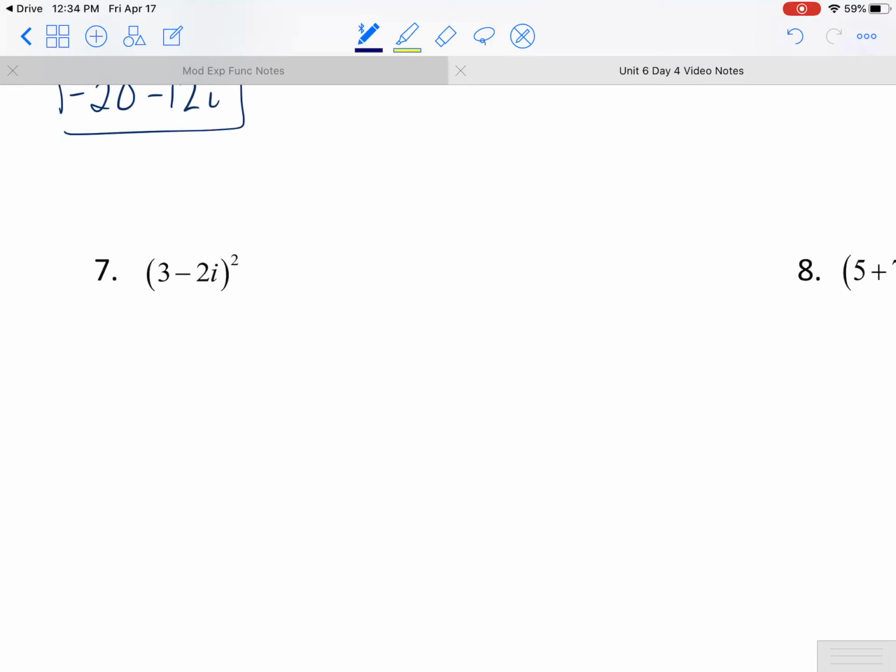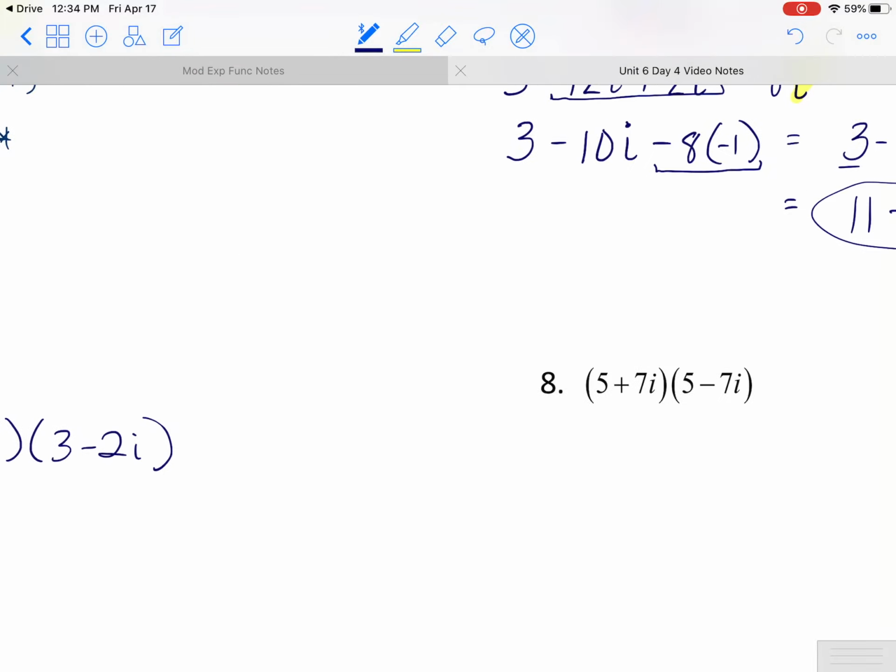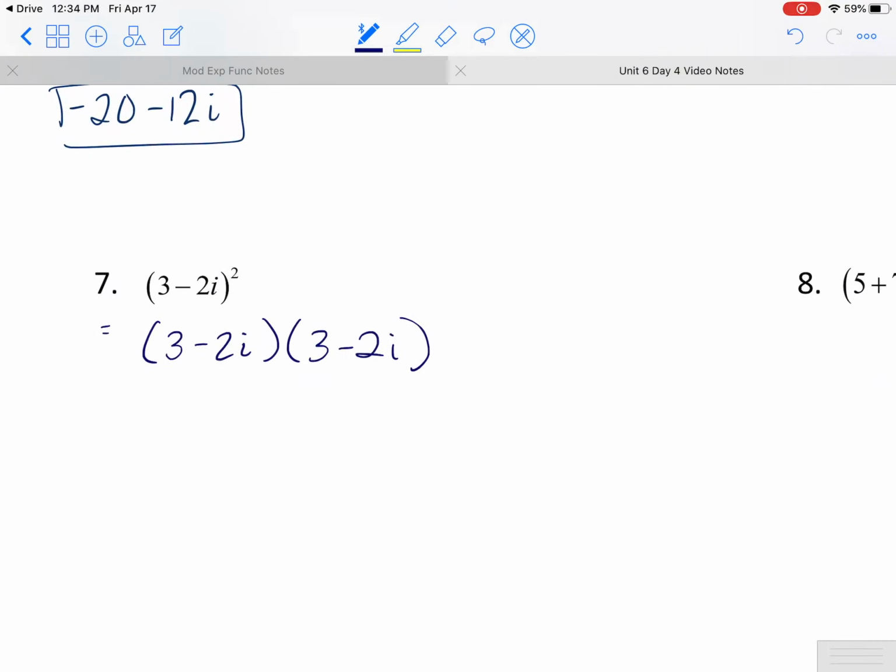All right, let's run through a couple more examples. Anytime you have something squared, this is the same thing as saying 3 minus 2i times 3 minus 2i. And then this problem is very similar to what we did up here with our double distributive property. So I'm going to distribute these and get 9 minus 6i. Distribute these and get minus 6i plus 4i squared.